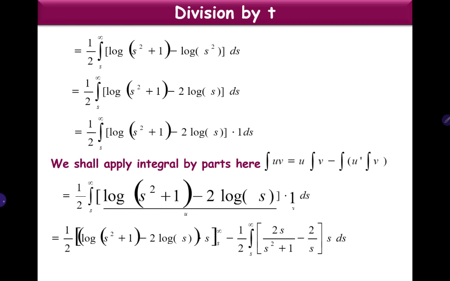And in the second term, look here, if we take the LCM, we get (2s square minus 2s square minus 2) by s into (s square plus 1). So that we get minus 2 by s into (s square plus 1).